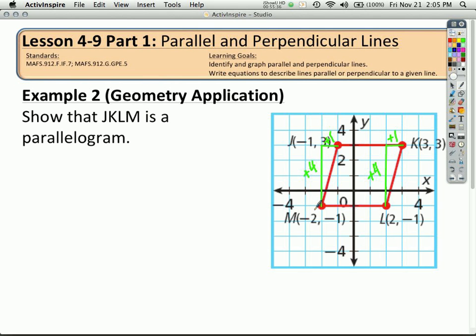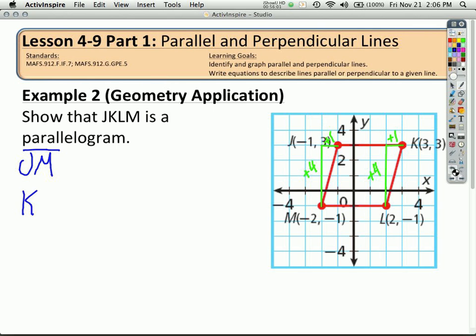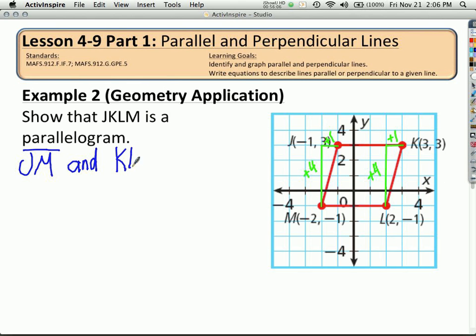This line has a name. You name it using its endpoints, the J and the M, and you put a bar over it. That means segment JM, okay? And then we have segment KL. And segment KL has m equals 4 over 1.